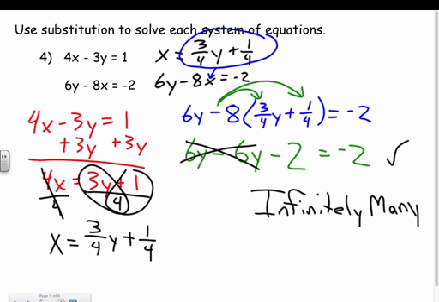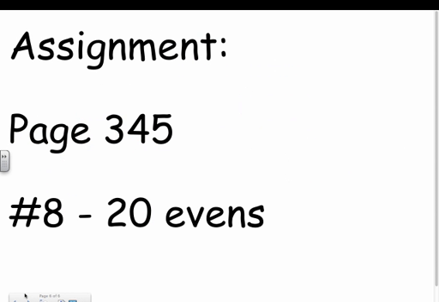So if it makes sense, infinitely many. All right, just some work on substitution in our systems of equations.